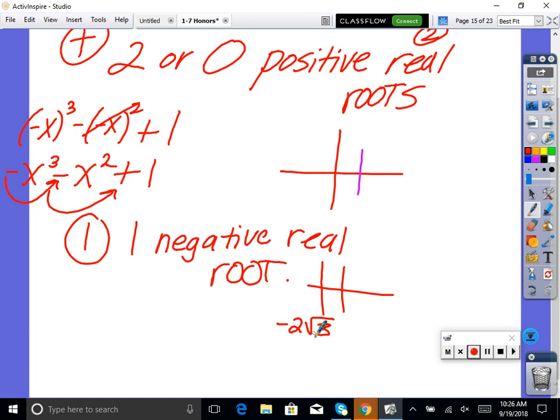It helps you know where to start testing. But it doesn't make it foolproof. Does that make sense? Because I always have people say to me, well, I know there's 1 negative in this, Christensen, but there's not. I just tested. I'm like, yeah, because remember, it could be irrational. They're like, oh, yeah. Okay.